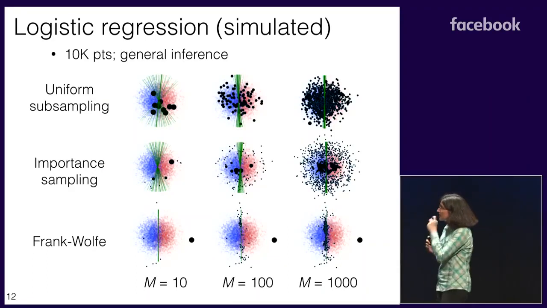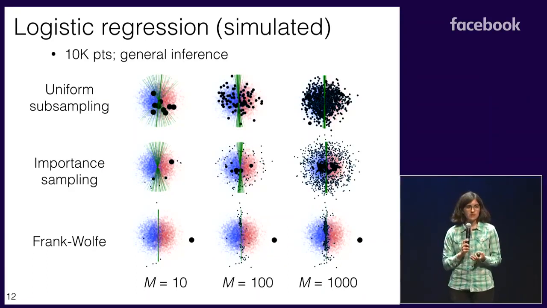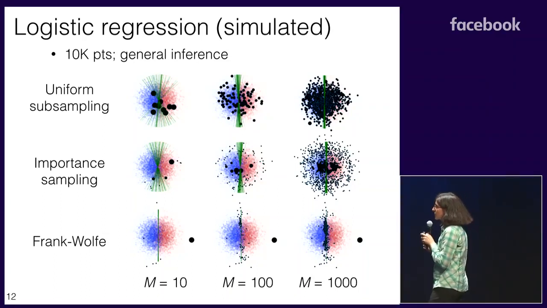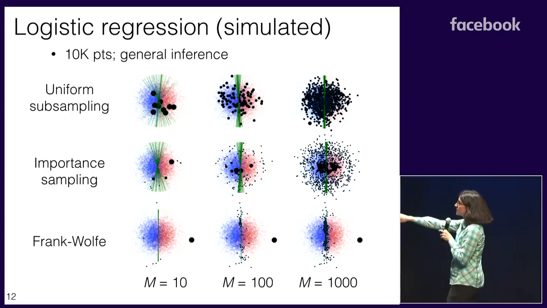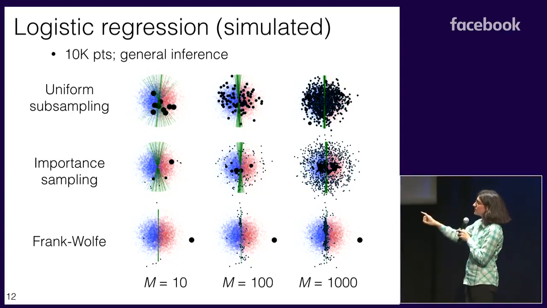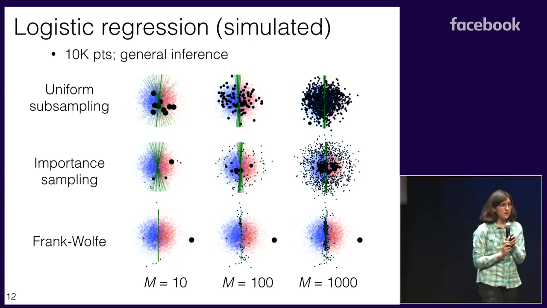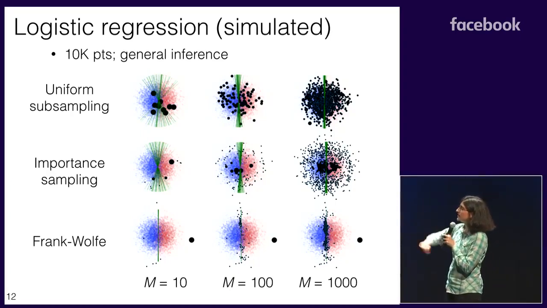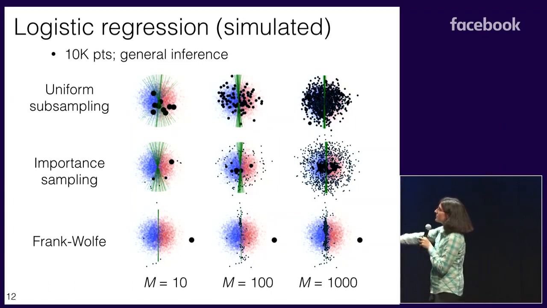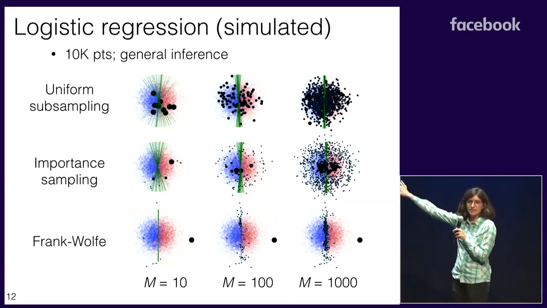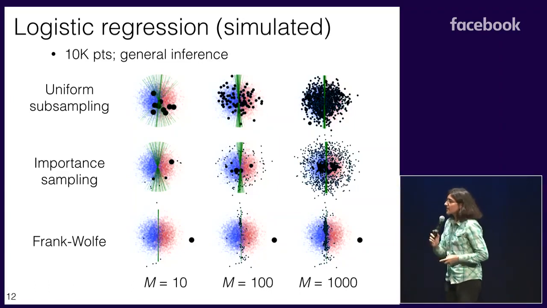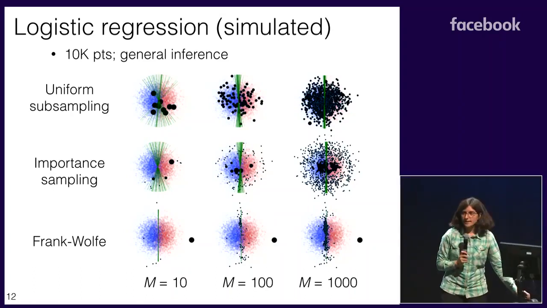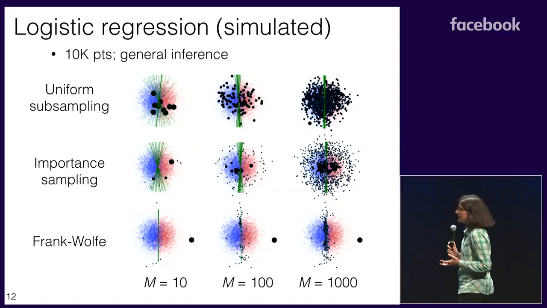Okay, we can look at logistic regression. So the first two rows are what we saw earlier. Nothing's changed there. But now, if we run Frank-Wolfe to get these core sets, we get much better performance for a very small number of points. So for m equals 10, we're already getting less noise in our approximation than for m equals 1,000 with the subsampling methods.